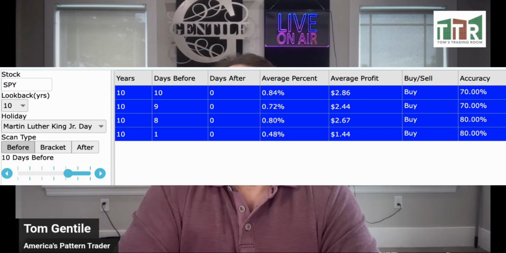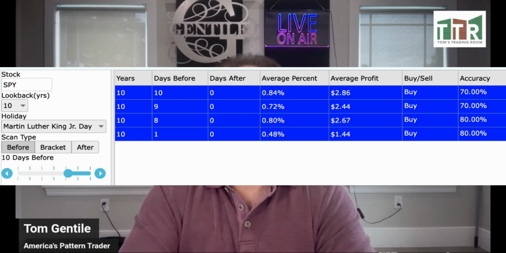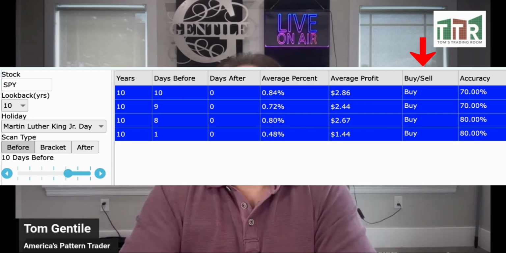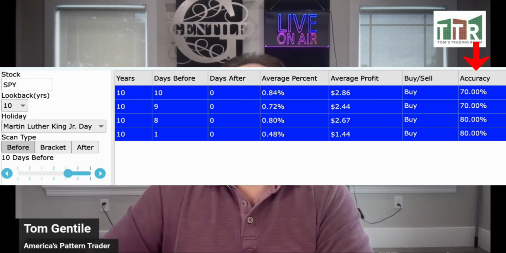Now, you can see each column that shows at the top. There's the years researched, the days before and days after the holiday, average percent, average profit, buy or sell, and finally, accuracy. Now, as a pattern trader, I like to see bunching. And what that means is I like to see all the colors the same way. All of these are blue, which means that I see all buys on the screen. So this is a true test of a potential buying opportunity around MLK Day.